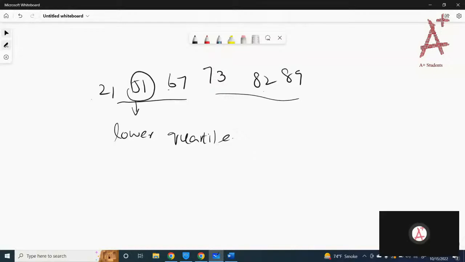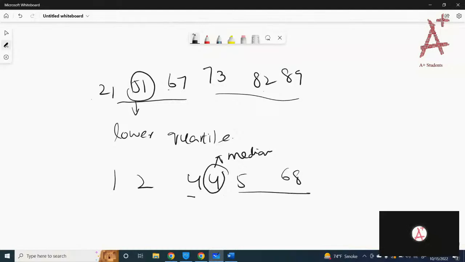Okay, the next one is: in the data set below, what is the upper quartile? The data set is 1, 2, 4, 4, 5, 5, 6, 8. No, just 1, 2, 4, 5, 5, 6, 8. So we have to find the quartiles in the data. You have 1, 2, 3, 4, 5, 6, 7, 7 in number, so exactly the middle one is the median of the data. This is the lower half, this is the upper half.